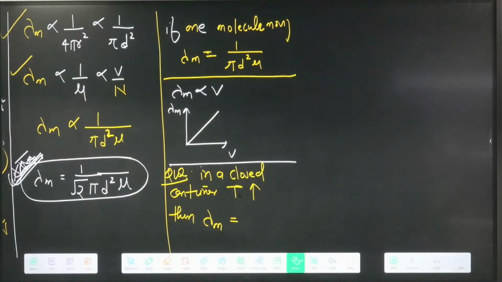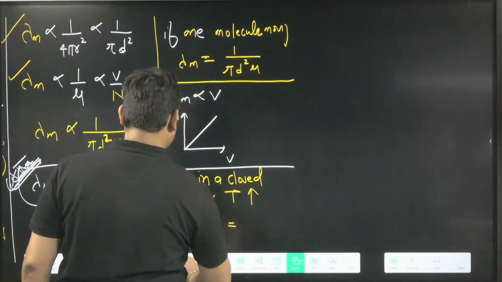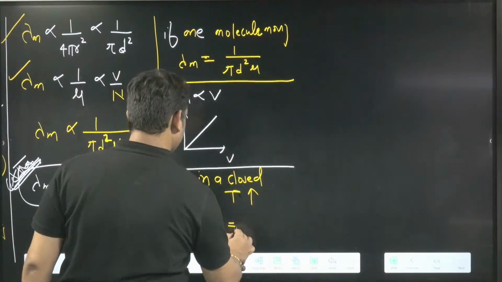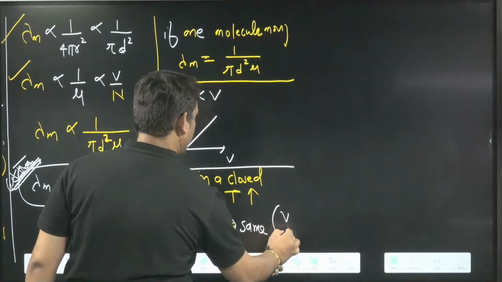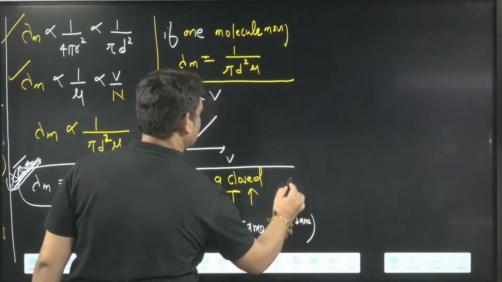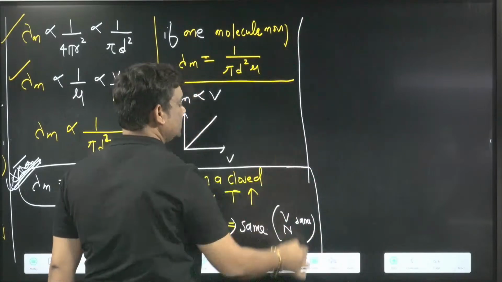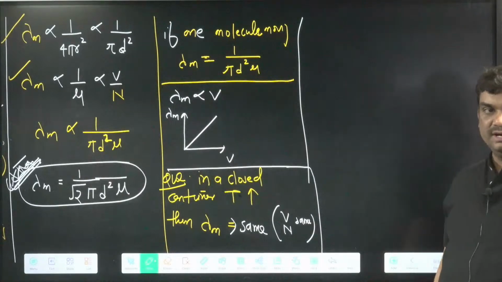Then we can say lambda m will not change. It will remain the same. So we can write here lambda m will be same. And why is it the same? What is the reason for this? Because volume V and n are the same. In the closed container, V and n will be the same. That's why it is not changed.